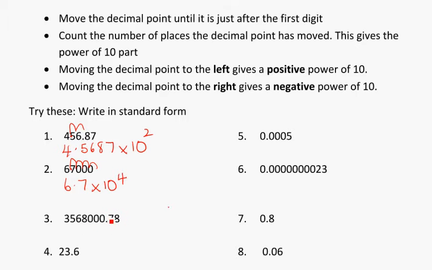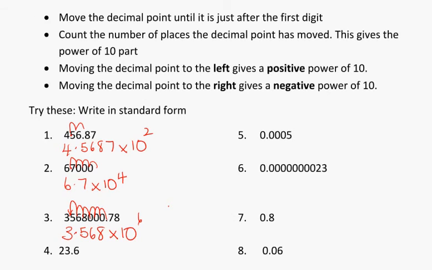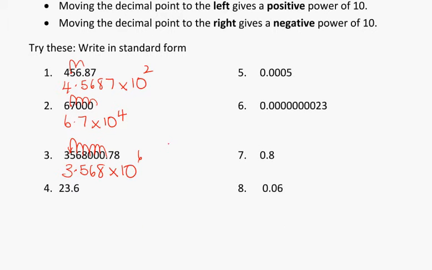Number 3. How many hops to get the decimal point between the 3 and the 5? 1, 2, 3, 4, 5, 6. And so written in standard form would be 3.568 times 10 to the power of 6. And question 4 has to go between the 2 and the 3. I go to the left 1, so it's 2.36 times 10, or 10 to the 1.